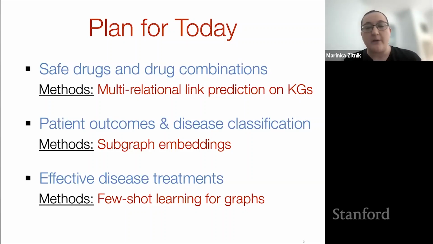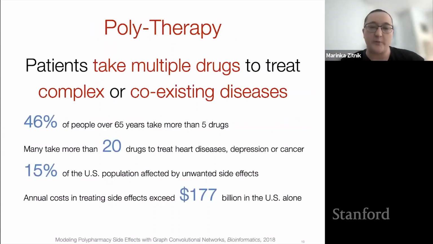Second, I will talk about predicting patient outcomes and disease classification. And finally, we will discuss methods for identifying effective disease treatments and for identifying promising therapeutic opportunities for emerging diseases. And along the way, I will also highlight some new technical work that was motivated by these specific biomedical problems. So let's start with the first topic, which is that of modeling drug safety and modeling drug combinations.